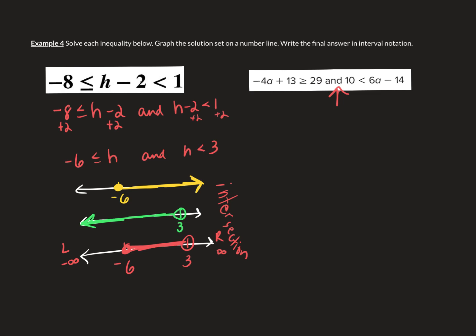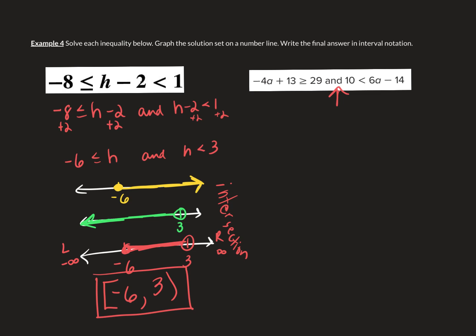Where does it start being shaded red? It starts at -6, and it's a solid circle, comma. Where does it stop being shaded? It stops at 3, and that's a parenthesis. So my final answer for that first example underneath example 4 is -6 to 3, with a bracket to the left of -6 and a parenthesis to the right of 3.